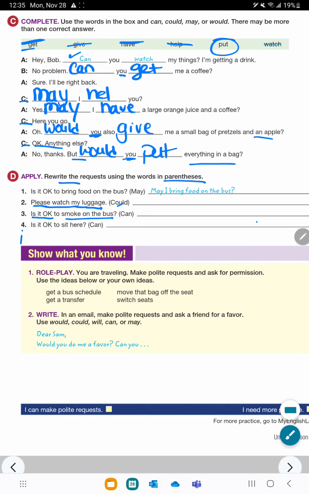So here we're asking for permission and they want us to use can. So we know it's an informal request. So we're going to say can, and remember for permission, we use the subject of I. Can I smoke on the bus? Question mark. That's easy. All right. I'm going to leave that one because it fit in the line. So let's go on to number 4.